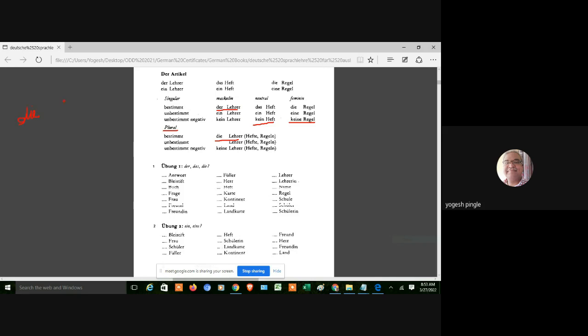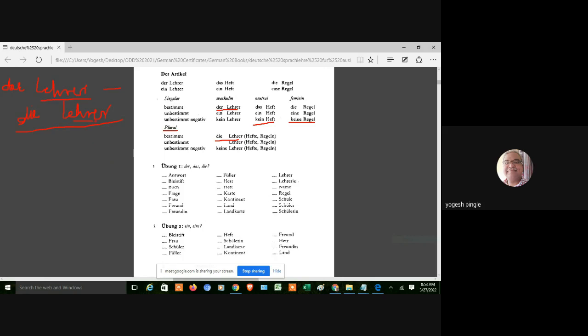If I say der Lehrer in German, it is the teacher, single teacher. What is the plural form? Die Lehrer. So no change at all, no change. It is very important, don't get confused.